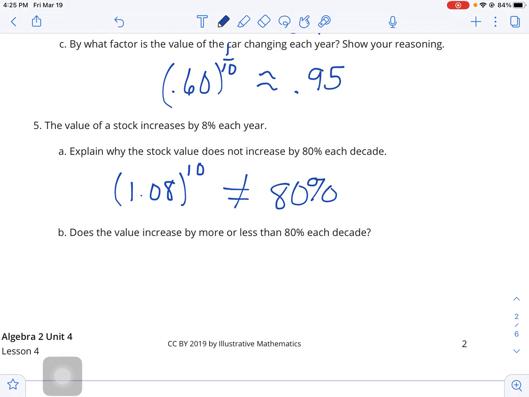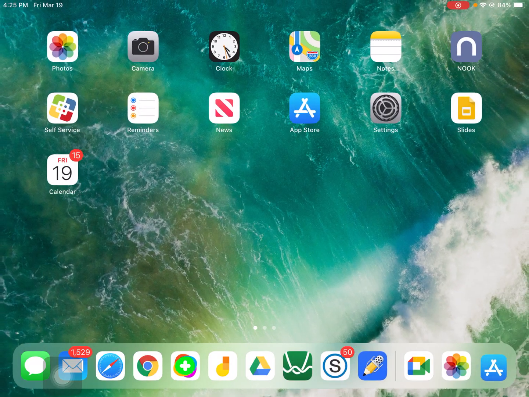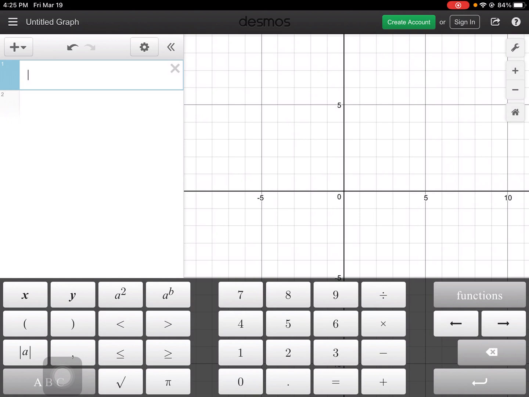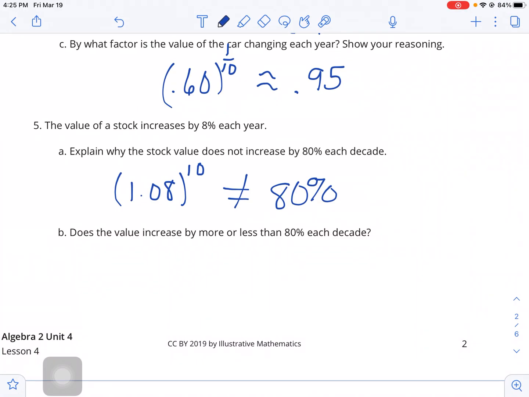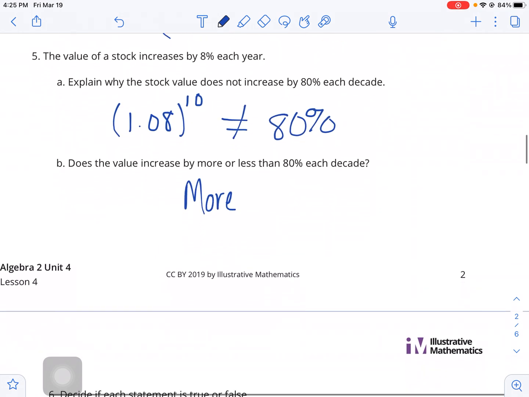So letter B then, does the value increase by more or less than 80% each decade? So we would take 1.08 and raise that to the 10th power, and you can see that you get 2.15, 2.16, which is about 216%, so more than 80% each decade.